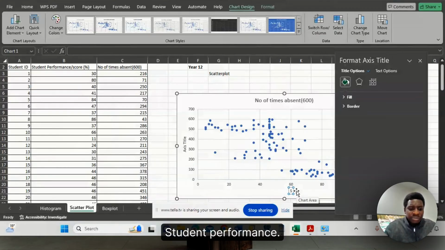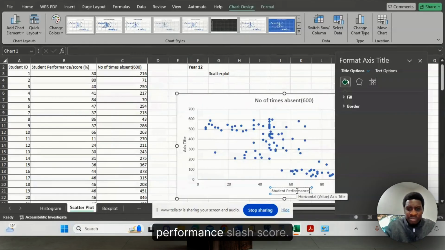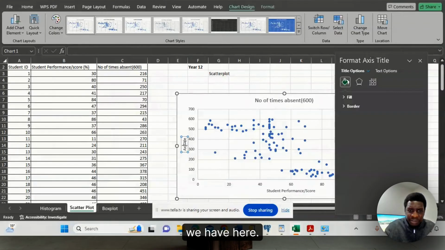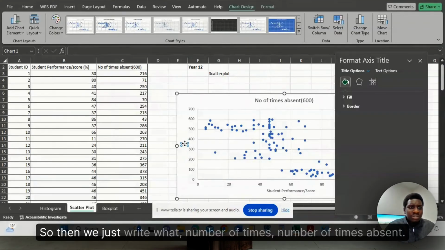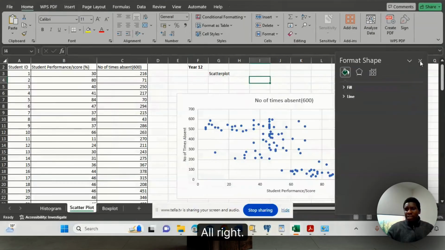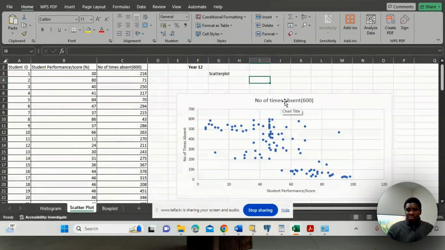So what do we have? Student performance. Don't forget, so student performance slash score. All right. We're going to come here to the vertical side and also delete what we have here. Then we just write number of times absent. All right, let's close this.